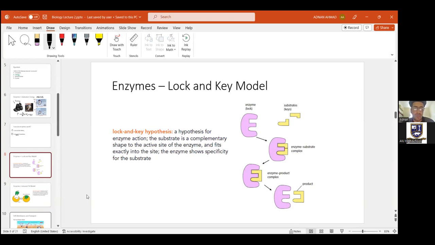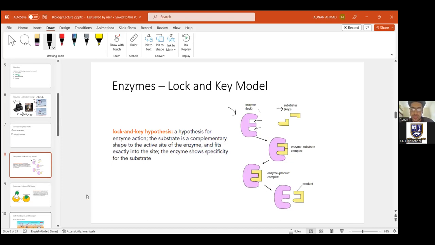So, the lock and key hypothesis, a hypothesis for enzyme action: the substrate has a complementary shape to the active site of the enzyme and fits exactly into the site. The enzyme shows specificity for the substrate. You can see here a picture of an enzyme molecule, and it has a lock-like structure inside it.